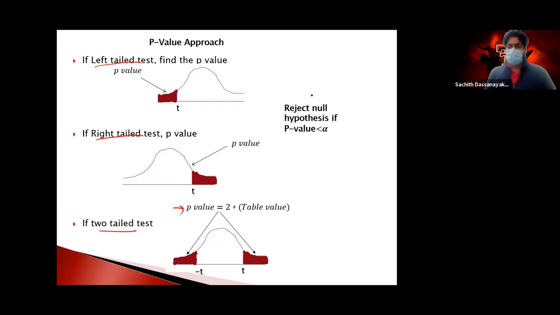You can find the p-value and decide whether to reject by comparing the p-value and the alpha value. If it is a two tail test, then you have to multiply that table value by 2 and then compare with the alpha. Same, exactly the same as what we have done, sorry, in chapter 8.